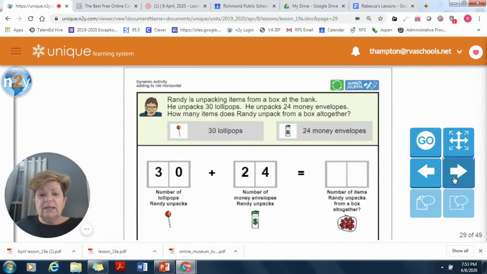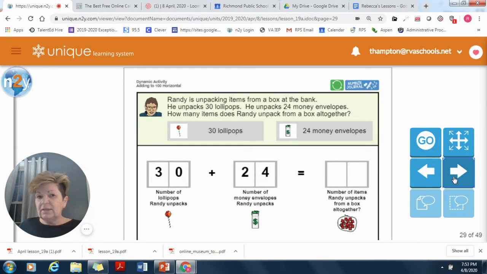Randy is unpacking items from a box at the bank. He unpacks 30 lollipops. He unpacks 24 money envelopes. How many items does Randy unpack all together? So I want you to go ahead and set up your story problem, or go ahead and set up all of your numbers.